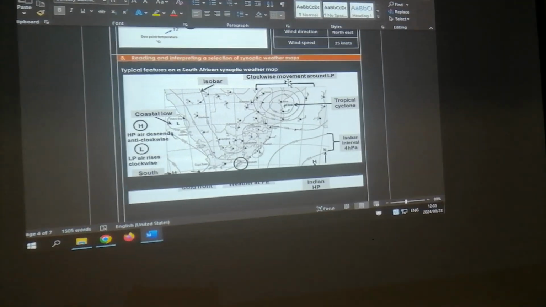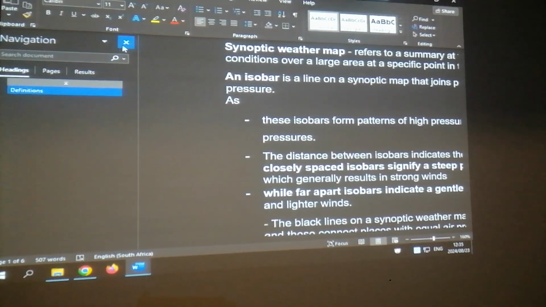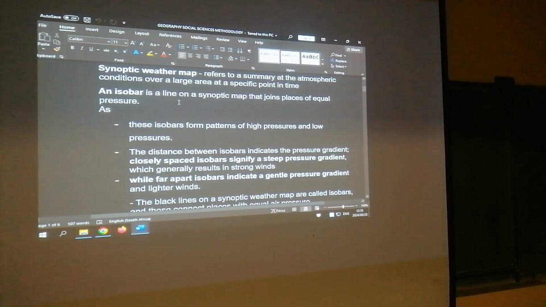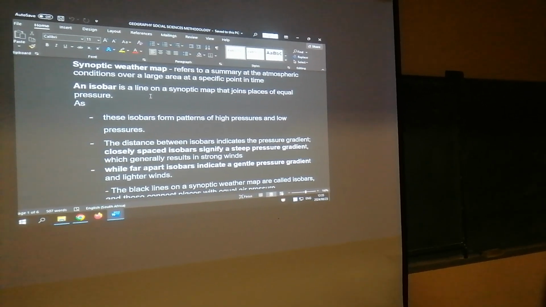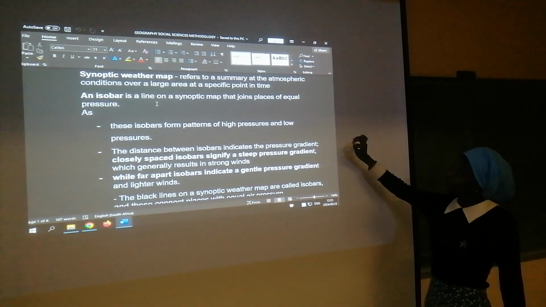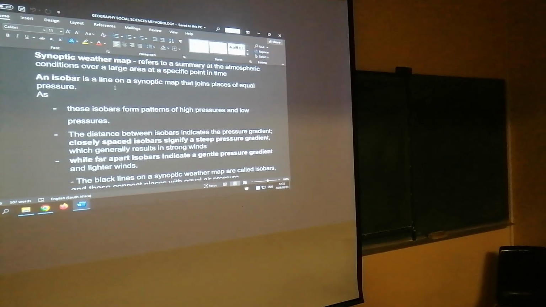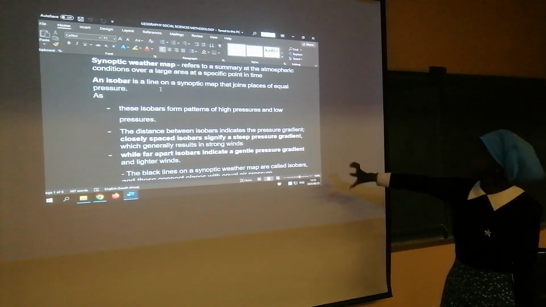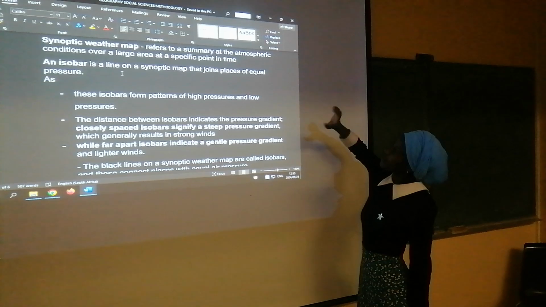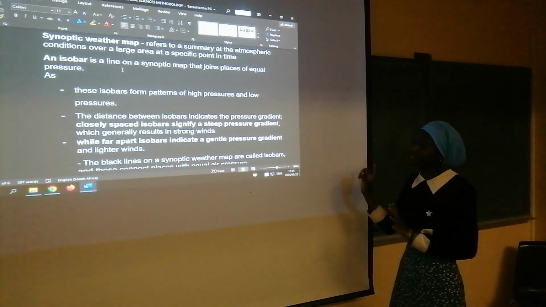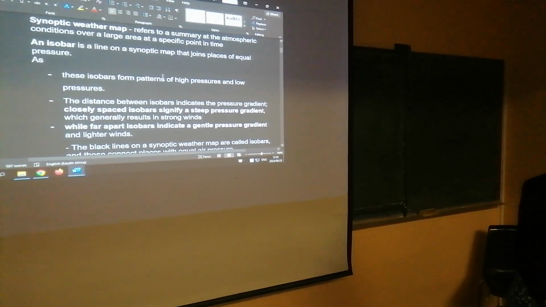You'll find them in every synoptic weather map. When we're talking about isobars, we are talking about patterns of high pressure and low pressure cells, and it is the distance gradient between those two lines. So if the isobars are closely packed, it means that the gradient is steep. And if those isobars are far away from one another, it means that the gradient is not steep. And if it is not steep, it means that the gradient is gentle.